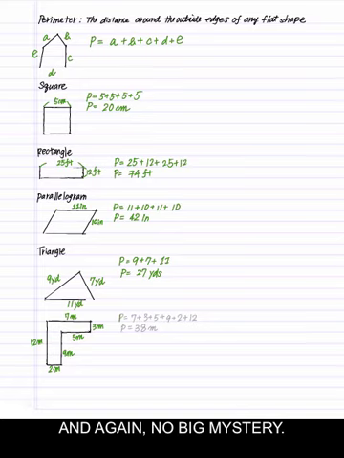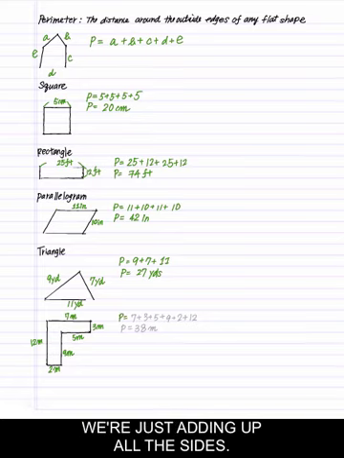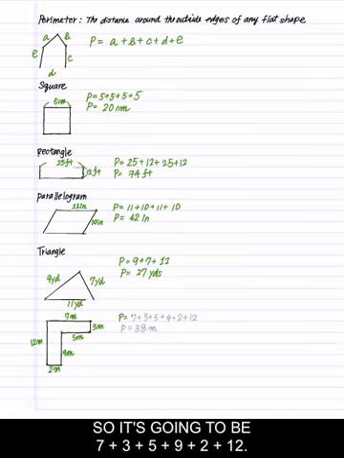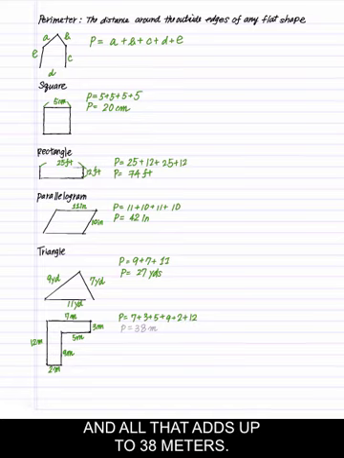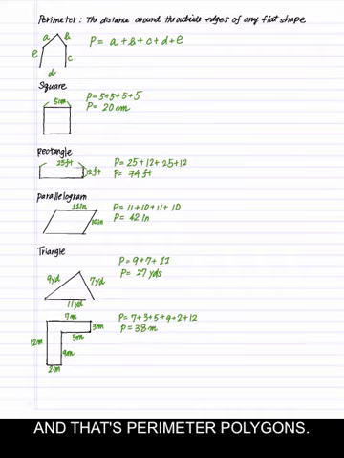And again, no big mystery. We're just adding up all the sides. So it's going to be 7 plus 3 plus 5 plus 9 plus 2 plus 12. And all that adds up to 38 meters. And that's perimeter of polygons.